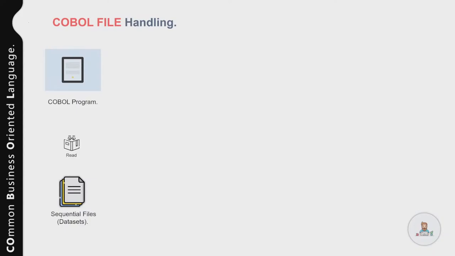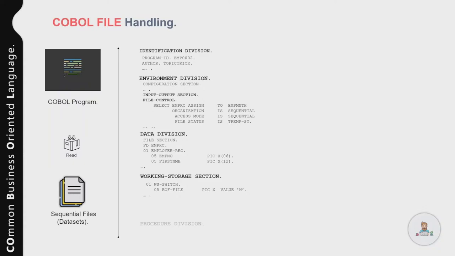In the following example, we have a sample COBOL program that is dealing with a sequential file. If you notice, there are four different divisions. The first one is the identification division. Then we have the environment division. Thereafter, we have the data division. And the last one is the procedure division. This program is actually reading data from the file.